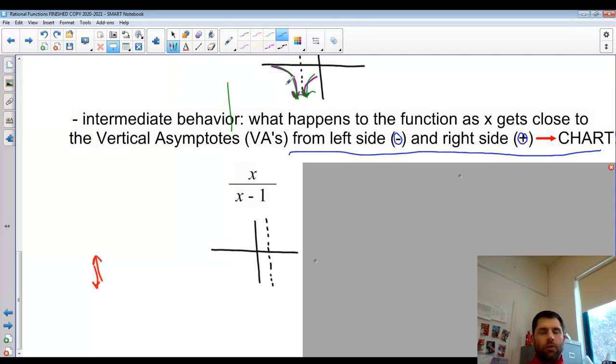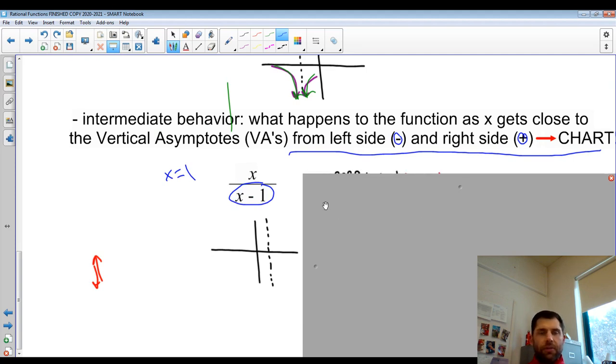First of all, we can go through our process. What's the x-intercept? What's the y-intercept? The x-intercept would be x equals 0. The y-intercept would also be 0. The vertical asymptote is when the denominator equals 0. So in this case, my vertical asymptote is the line x equals 1. We need to figure out what's happening on either side of this asymptote. Is it getting pushed upwards on either side, or is it getting pushed downwards on either side? That's where this little chart is going to come in handy.